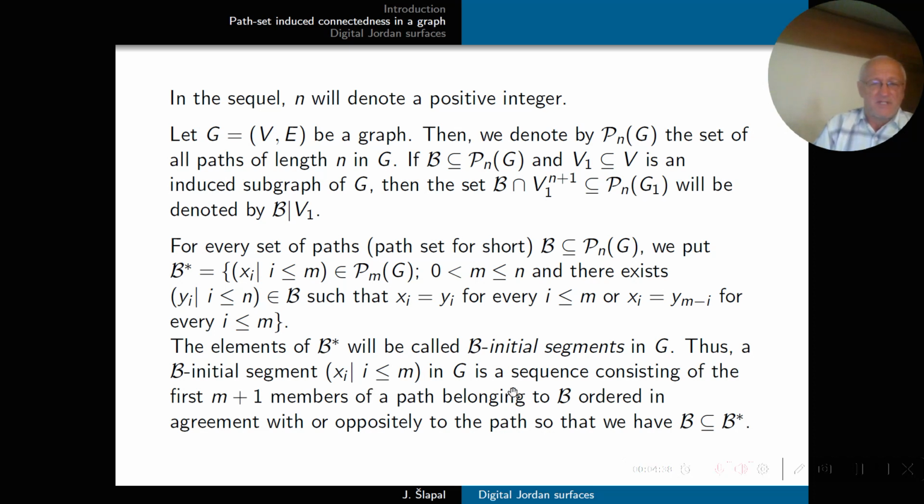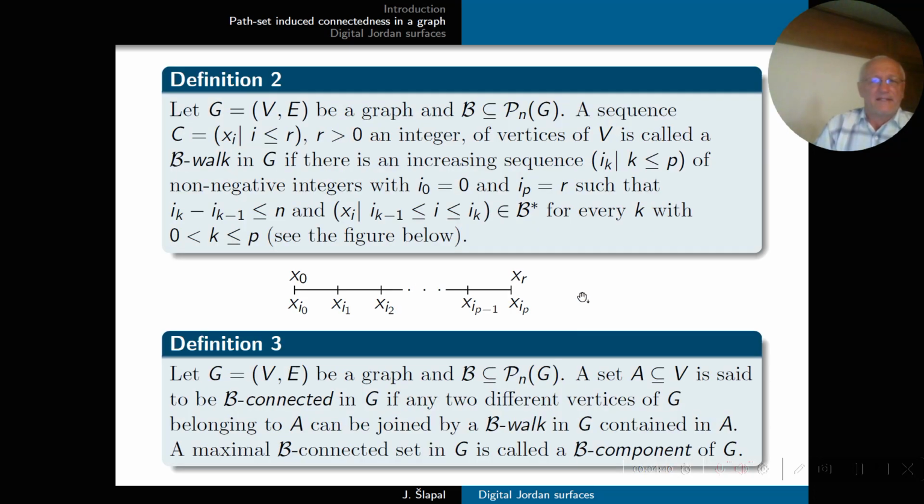So this is the set B star, and now we will define a B-walk. A B-walk is quite easy to define. It is nothing but a sequence which consists of initial segments, this initial segment, this one, and so on. In this way, we define a B-walk.